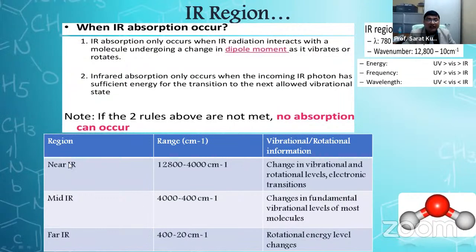If you tell near IR, mid IR, far IR, then what happens in the near IR? The change in vibrational and rotational level, but electron transitions are there. But if you take the mid IR, it changes the fundamental vibrational level in most of the molecules. That is why IR spectroscopy is mostly concentrated on this 400 to 4000 centimeter inverse.